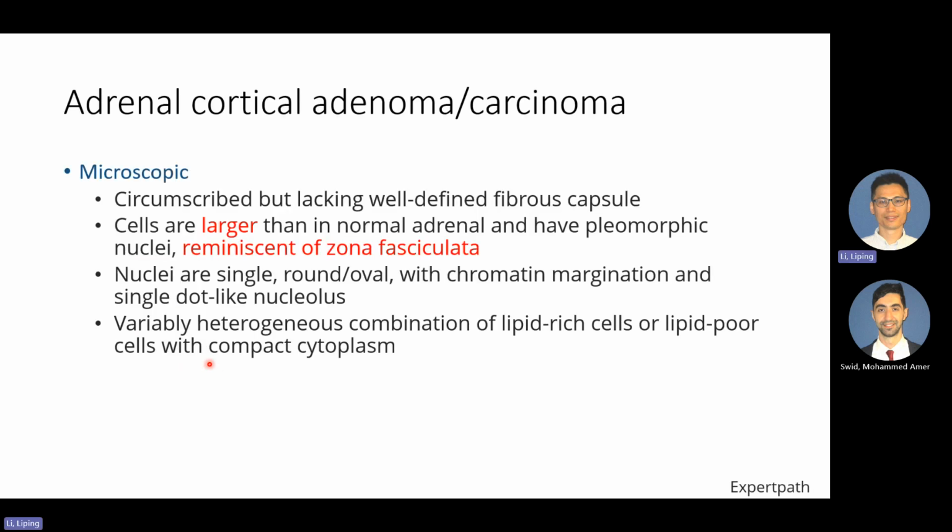So the first one is adrenal cortical adenoma and carcinoma. Usually well circumscribed, but lacking a fibrous capsule. And then the cells are larger than the normal adrenal cortex cells. And then most of the cells try to make a zona fasciculata layer. And then the cell nuclei show single round or oval shape with chromatin margination and a single dot-like nucleolus. They have variable heterogeneity. They combine lipid-rich or lipid-poor cells.